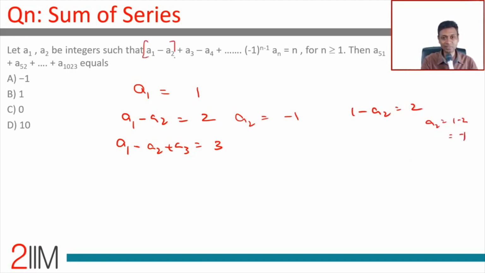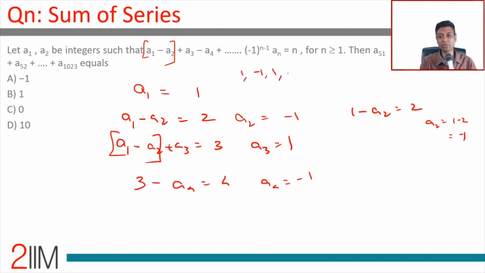Till here adds up to 2. Once you put this, it is 3. This is 2. You add this, you get 3. That means a3 is 1. Till this is 3. 3 minus a4 is 4, or a4 is minus 1. Very simple pattern. This is just 1 minus 1, 1 minus 1, 1 minus 1. Odd number terms are plus 1. Even number terms are minus 1.